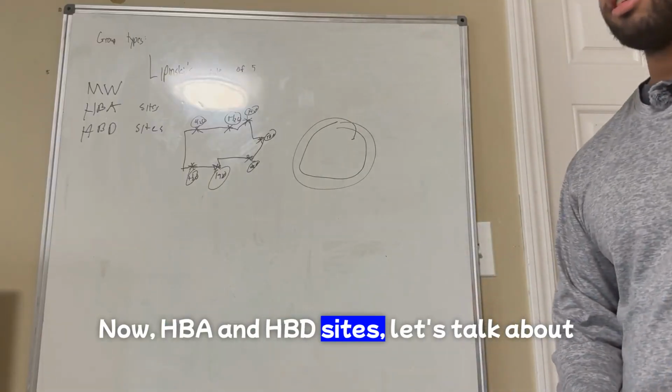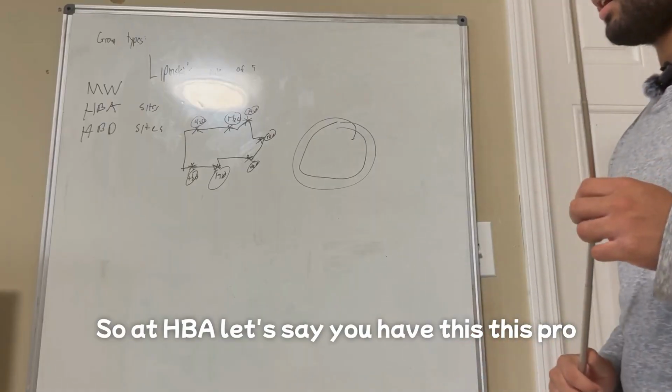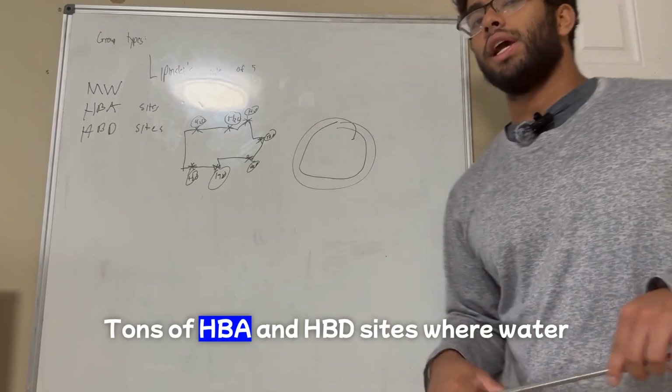Now, HBA and HBD sites. Let's talk about why that makes it more difficult to go across the membrane. So an HBA, let's say you have this molecule right here, right? Tons of HBA and HBD sites.